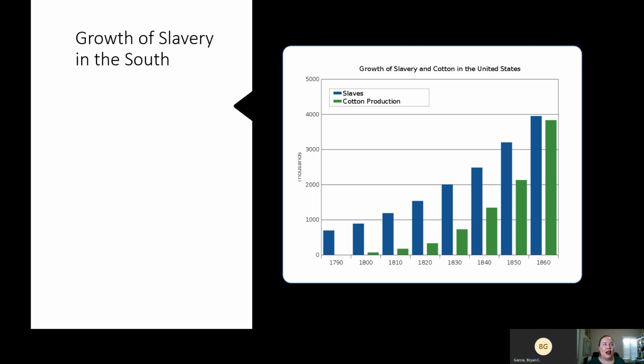So most of the growth in slavery, by the way, this just shows the numbers of slaves in the South. Most of the growth in slavery is happening in what we call the Deep South. So Mississippi, Alabama, Georgia, Louisiana, Florida. That's where most of slavery is increasing. All right.